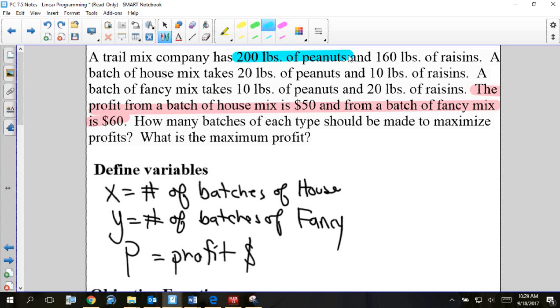And when I'm looking up here, peanuts are used for the house mix and peanuts are used for the fancy mix. So I'm going to go ahead and highlight anytime I see peanuts, because all the peanuts go together in one constraint. So I'm highlighting all those together. And then I'm going to write the equation, or the inequality.